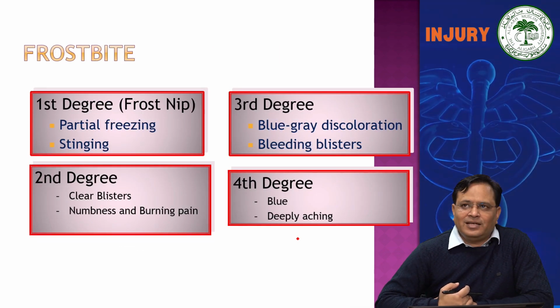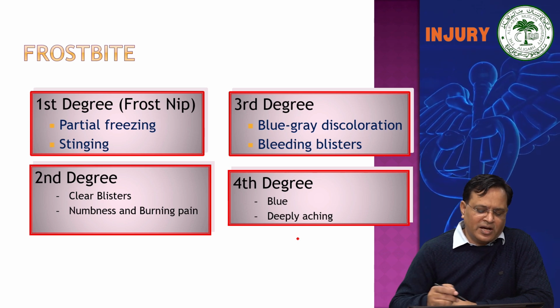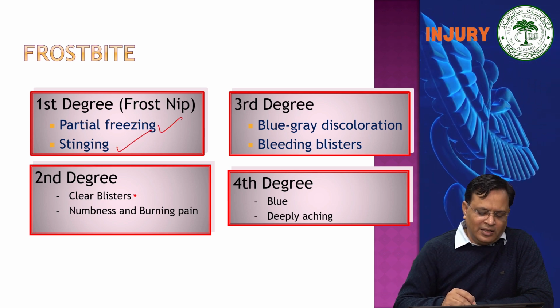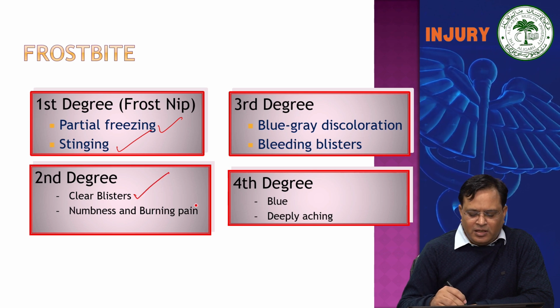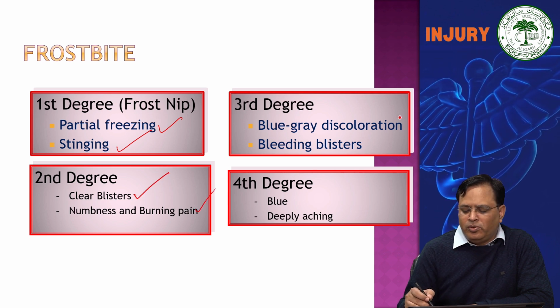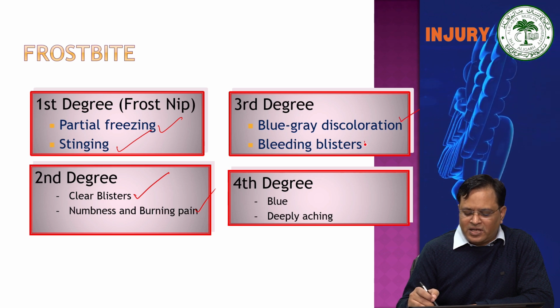Frostbite first degree injury: partial freezing or stinging. Second degree injury: blisters, numbness and burning pain. Third degree: blue-gray discoloration and blister forming.